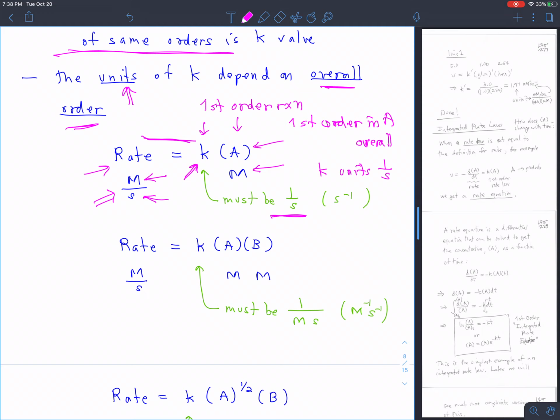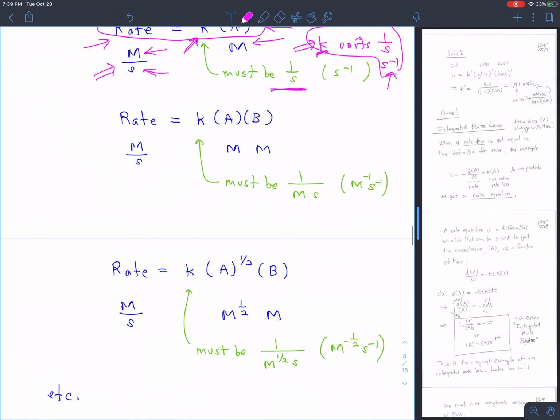Or S to the minus 1 as it's often written. And in fact, that's one way to identify a first order reaction. Even if I didn't have this rate law, if somebody gave me a rate constant and told me that its units were seconds to the minus 1, I would know instantly that it was a first order reaction. This is the only reaction for which K has these units.